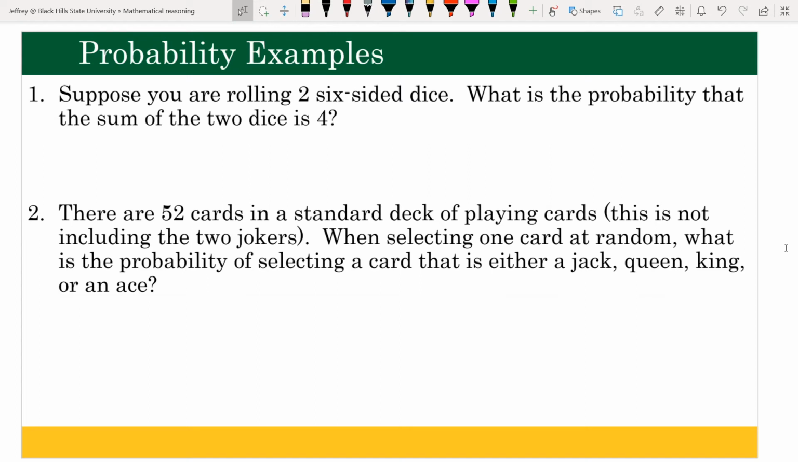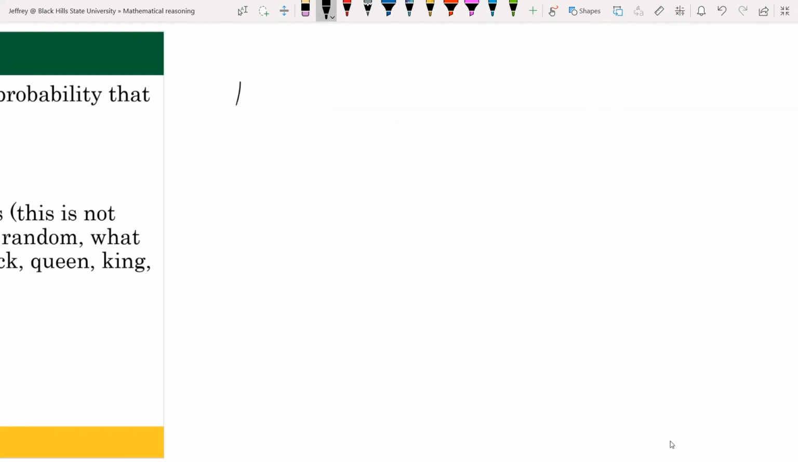Suppose you're rolling two six-sided dice. What's the probability that the sum of the two dice is 4? If we look at the theoretical approach, we need to first figure out how many ways we can roll the dice such that the sum is 4, and divide that by all possible outcomes of rolling the two dice. So I'm going to write them in pairs. I'm going to write 1, 1 to represent the first die as a 1 and the second die as a 1, and then continue on here.